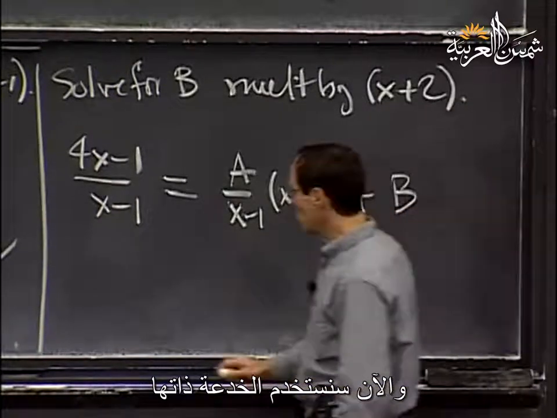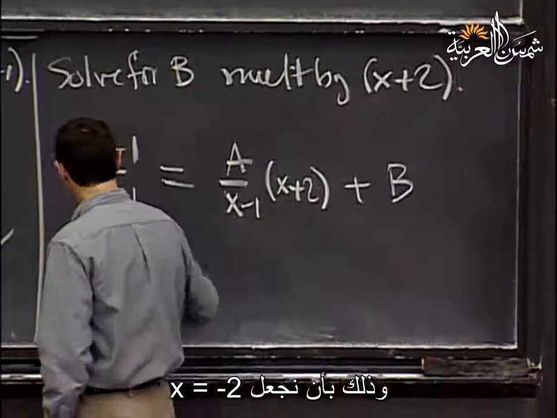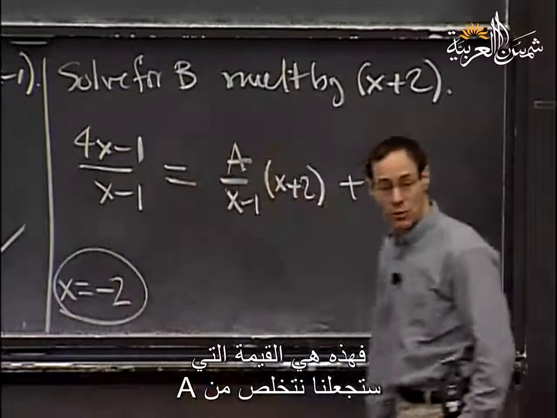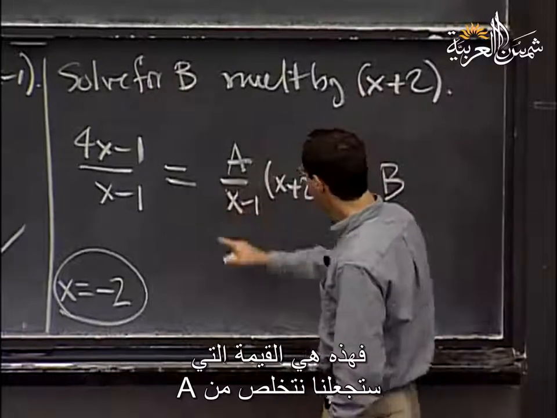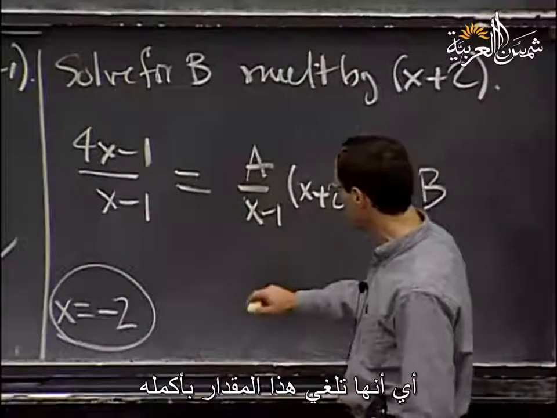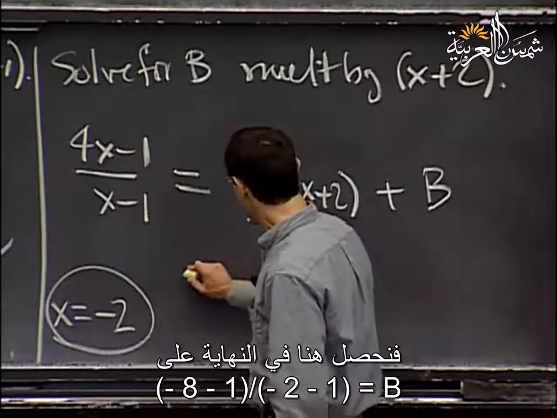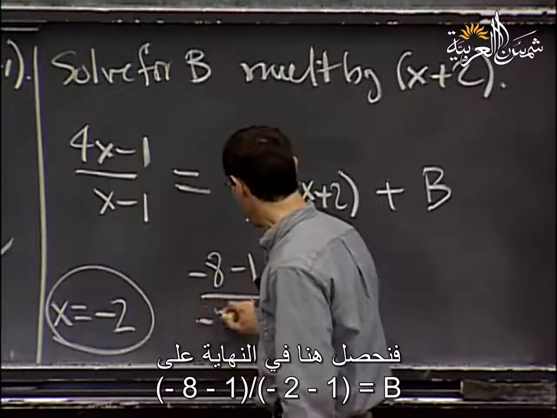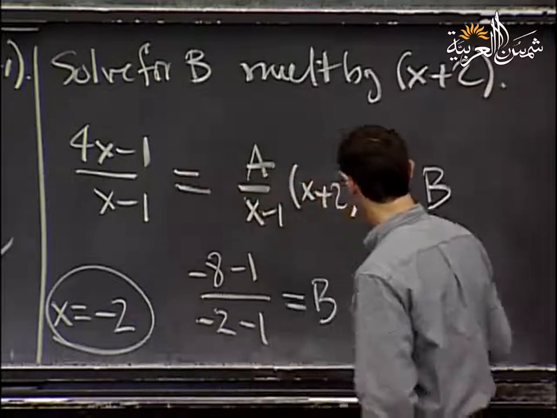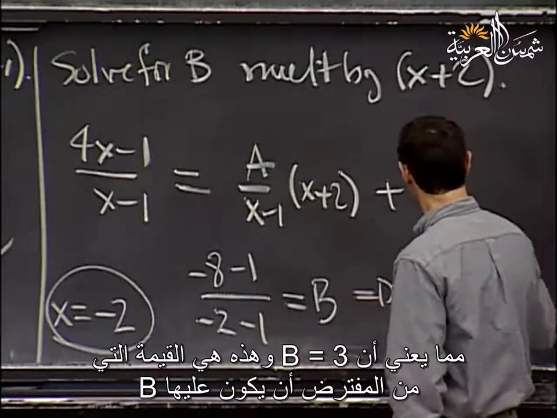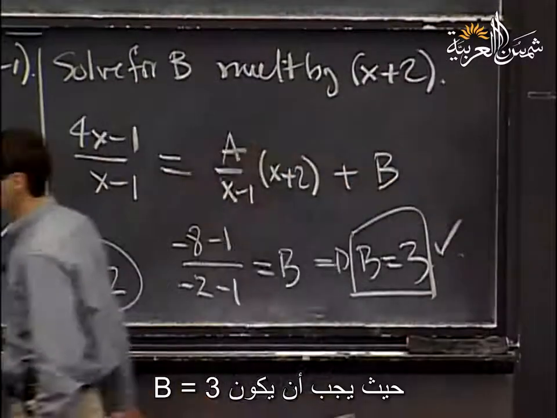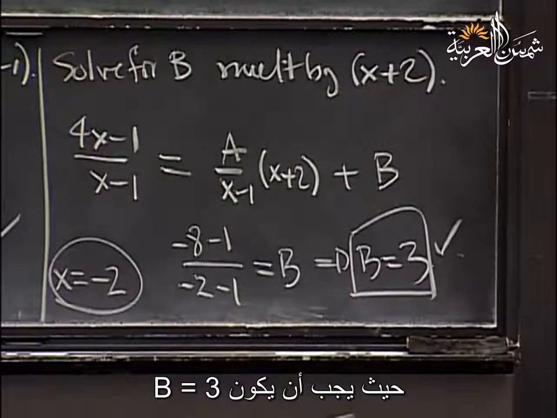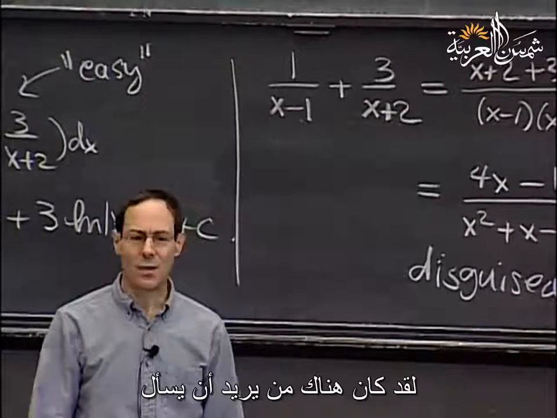And now I'm going to do the same trick. I'm going to set x equals negative 2. That's the value which is going to knock out this A term here. So that cancels this term completely. And what we get here, all told, is minus 8 minus 1 divided by minus 2 minus 1, which is equal to B. In other words, B equals 3, which was also what it was supposed to be. B was this number 3 right here, which I'm now not going to change to 2, because I know that it's not 2. There was a question.